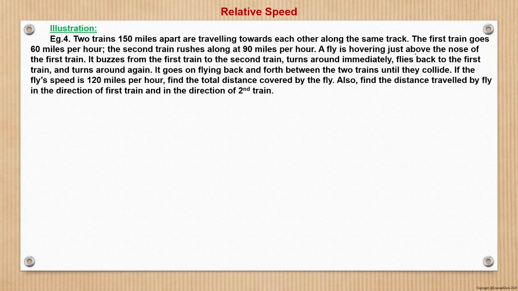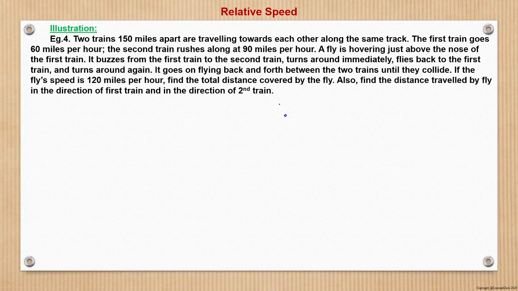A fly is hovering just above the nose of the first train. It budges from the first train to the second train and turns around immediately, flies back to the first train and turns around again. It goes on flying back and forth between the two trains until they collide. If the fly's speed is 120 miles per hour, find the total distance covered by the fly. Also find the distance traveled by the fly in the direction of the first train and in the direction of the second train. So important question. We'll break it into many parts and then try to solve it using various methods. 2 or 3 methods we will see here.